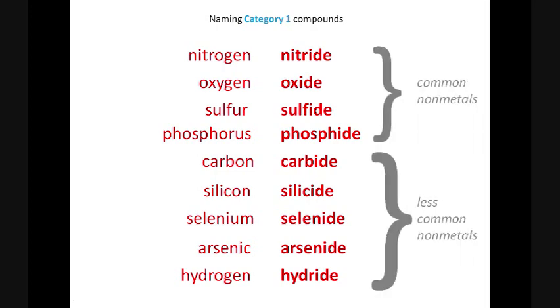The most common nonmetals will be nitrogen, oxygen, sulfur, and phosphorus. These change to nitride, oxide, sulfide, and phosphide. There are some less common nonmetal names at the bottom of this list, but these elements' IDE names are a little stranger. Don't be thrown off by weird names like carbide, silicide, selenide, and arsenide. They still follow the same basic rule. Drop the last few letters and change them to IDE.